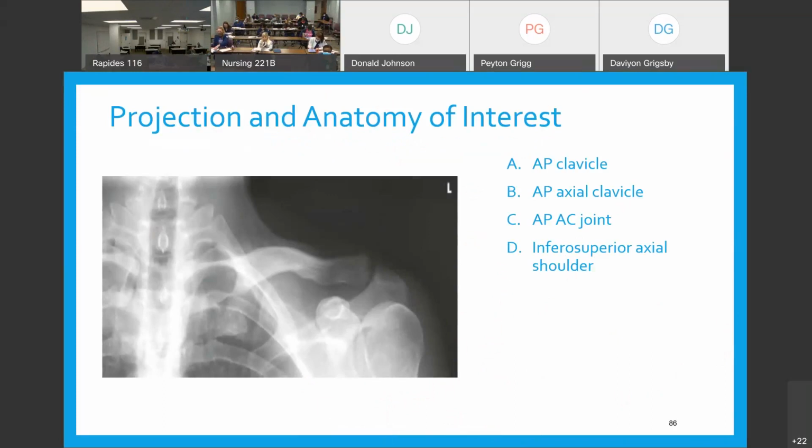All right. What is this one? It's a lot of clavicle there, huh? Looks like it's what? 2/3 probably. So what are we thinking? AP axial, so we think it's B. Yeah. All right.